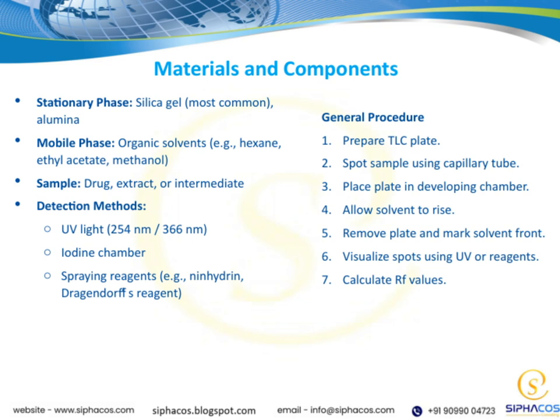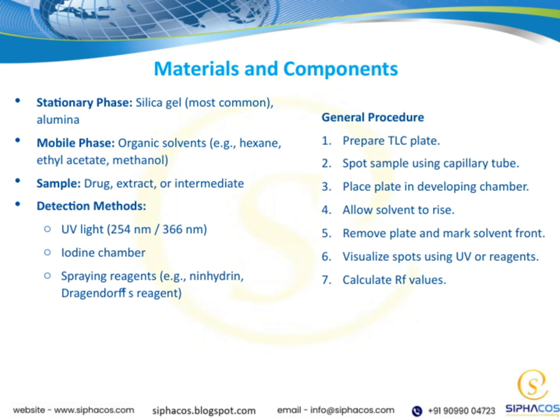Now let's touch on the materials and components involved. The stationary phase is typically silica gel, which is the most common, but alumina can also be used depending on your analyte. The mobile phase consists of organic solvents like hexane, ethyl acetate, or methanol. These are chosen based on the polarity of your compounds. Your sample might be a drug, an extract, or an intermediate compound you're analyzing.